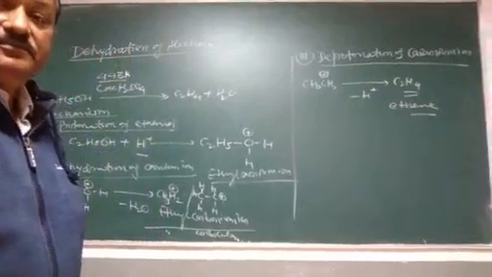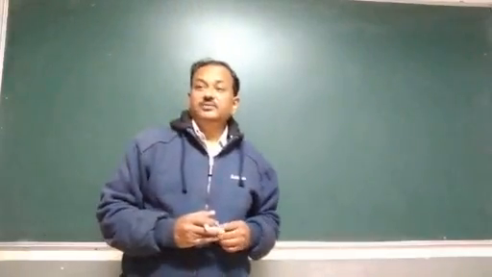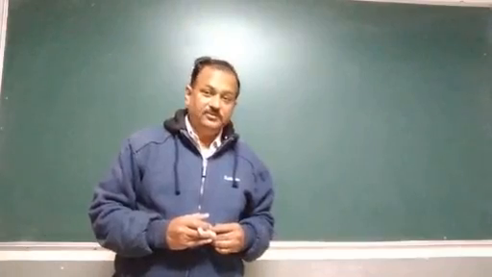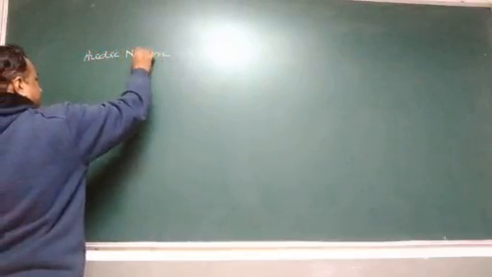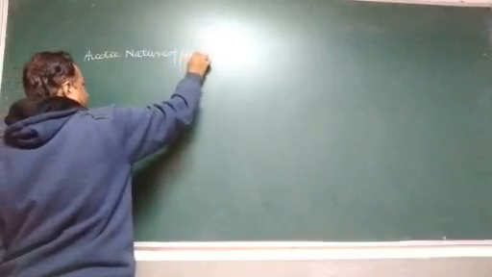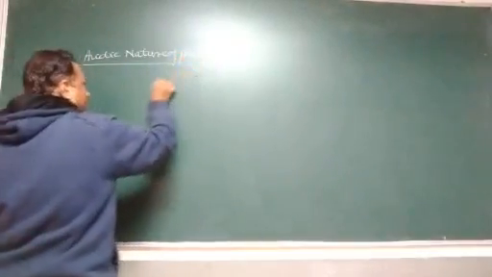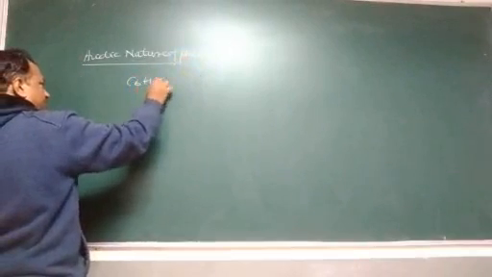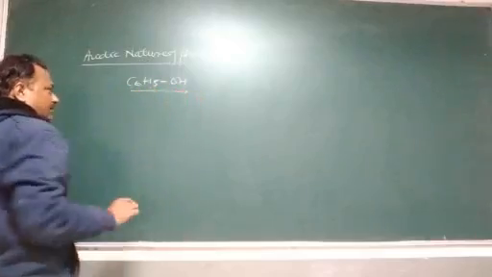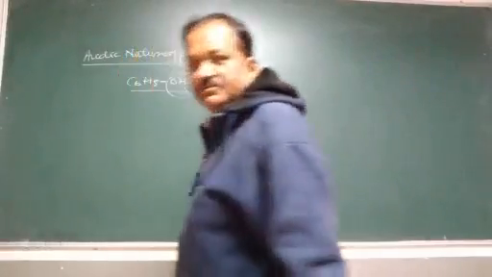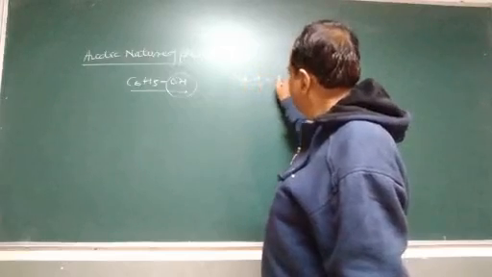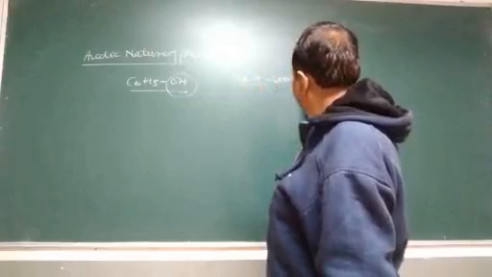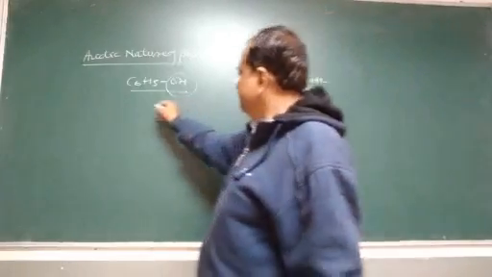Now I am going to explain another very important part, the acidic nature of phenol. Why is phenol acidic in nature? Phenol is C6H5OH. This OH is there in phenol. Similarly, NaOH is a strong base, but phenol is acidic.